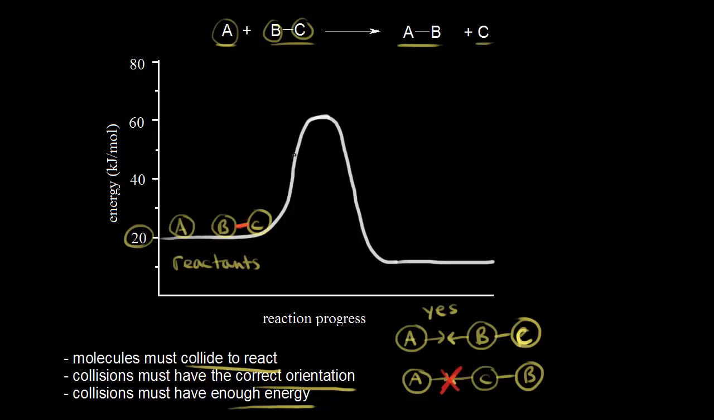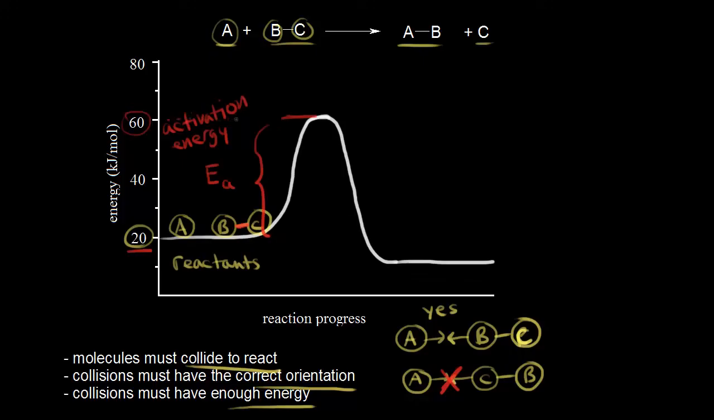And so we can find that energy on our diagram here. So we're starting with 20 kilojoules per mole, and we need to get up to here to 60. So this is how much energy we need for the reaction to occur. And we call this the activation energy, which is symbolized by E sub A here. So this is the activation energy. And the activation energy is important because this is the minimum amount of energy that's required to initiate a chemical reaction. And for this reaction, we can see we need to get to 60 kilojoules per mole.